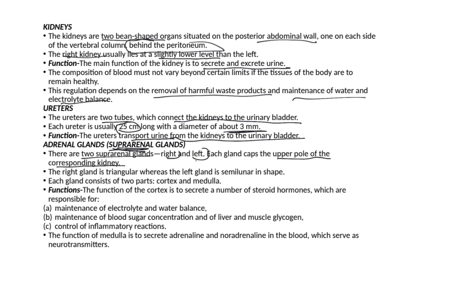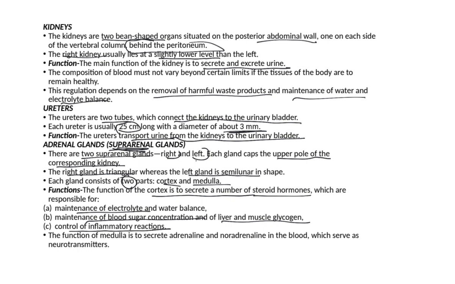The right gland is triangular, whereas the left gland is semilunar in shape. Each gland consists of two parts, cortex and medulla. The function of the cortex is to secrete a number of steroid hormones which are responsible for the maintenance of electrolyte and water balance, maintenance of blood sugar concentration, liver and muscle glycogen, and control of the inflammatory reactions.